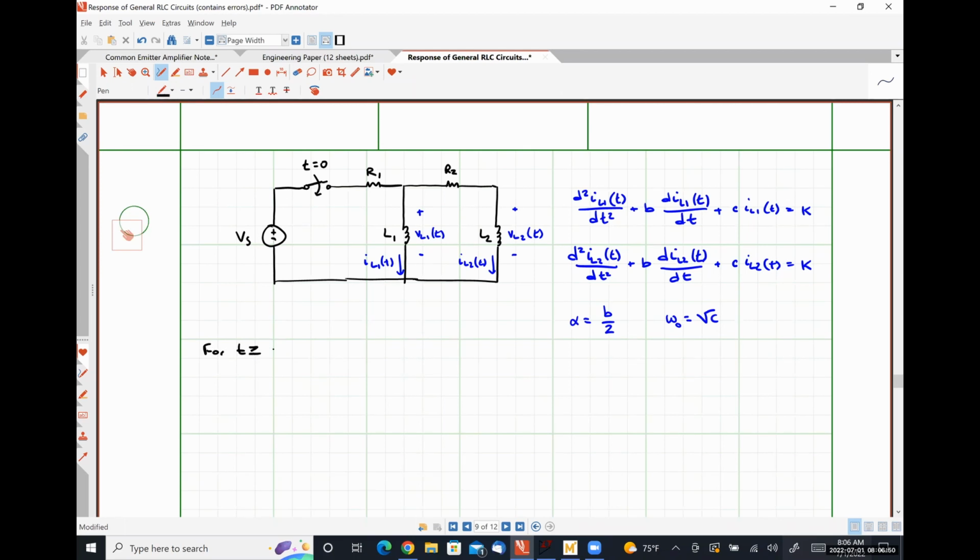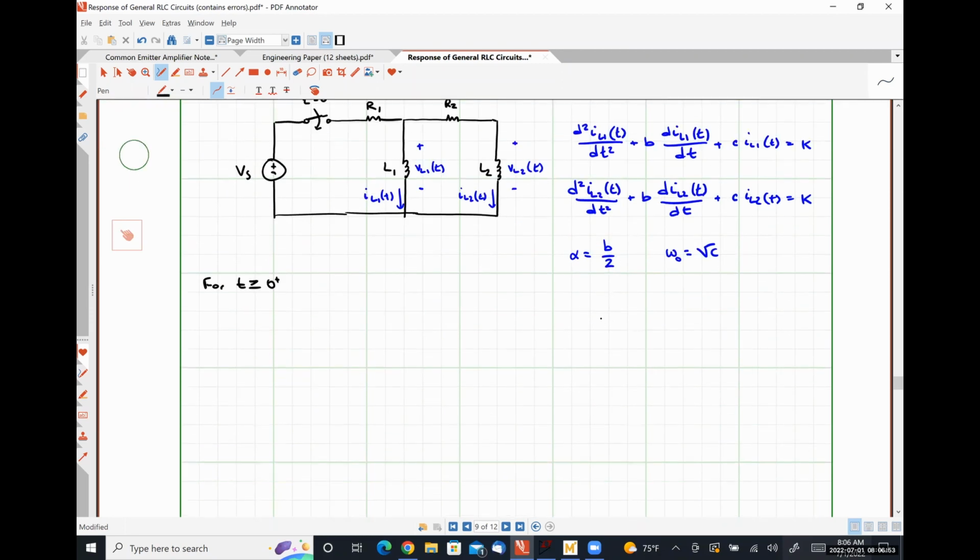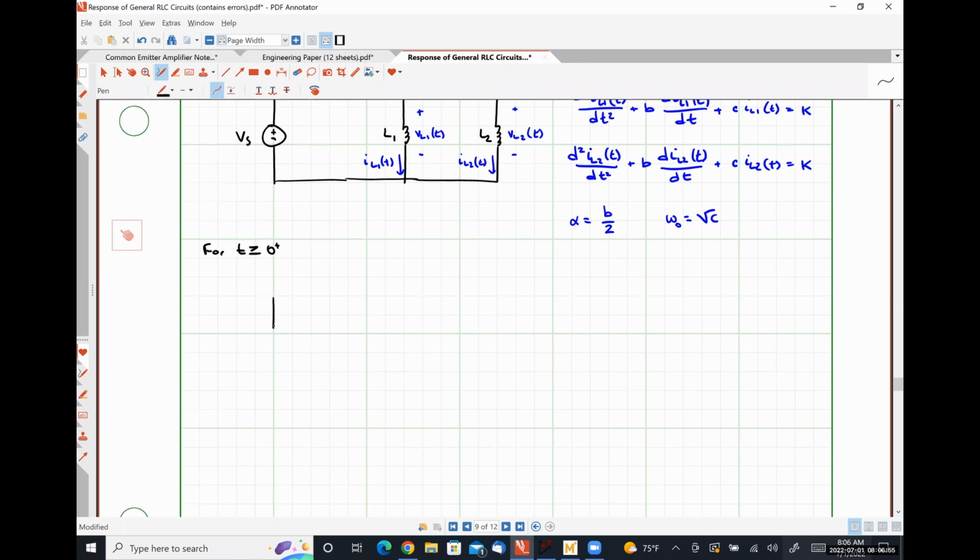for t greater than or equal to 0 plus, our circuit is going to look like this. Our voltage source is on, our switch is closed, so I'm just going to draw resistor R1 connected directly to our voltage source since our switch is acting like a short circuit. Here is inductor L1. Here is resistor R2. And inductor L2.